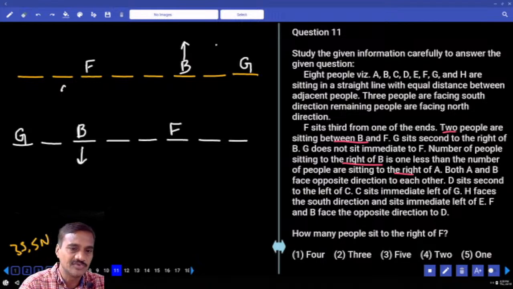To the right-hand side of A, we need to have 3 people. Now, 3 people to the right-hand side of A. Tell me how many possibilities we have in the first one. Make it any possibilities, 3.